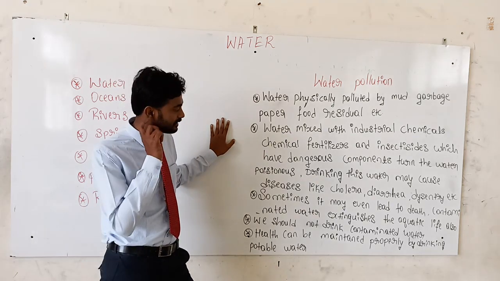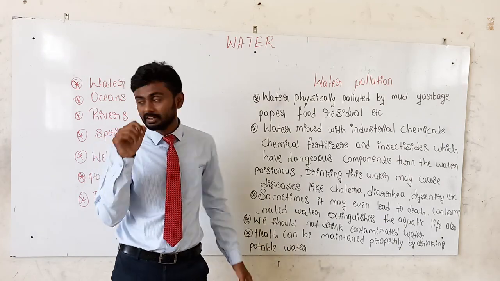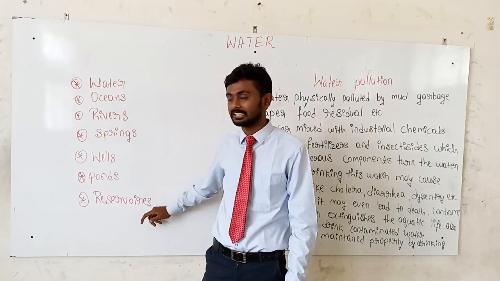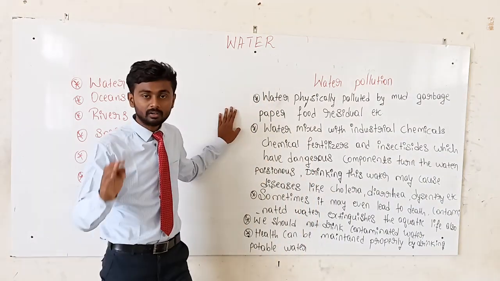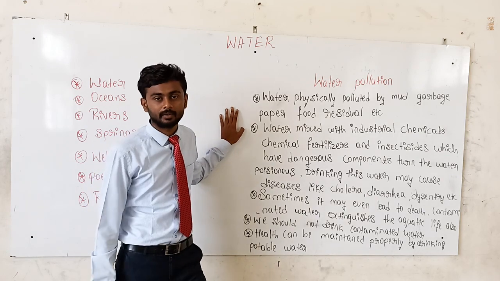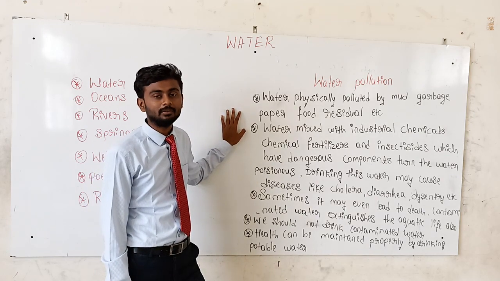Okay. Now see students, in the last class we already understood water, oceans, rivers, springs, wells, ponds, and reservoirs. Now we can differentiate water pollution. Okay, this lesson is completed. I will continue in the next class. Thank you so much.